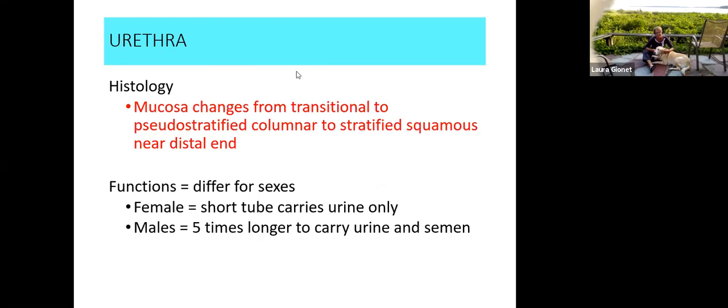Then we move on to the urethra. Here, the mucosa changes from transitional to pseudostratified columnar, believe it or not, and then ultimately to stratified squamous epithelium at the distal end of the urethra. The female's urethra is short, and thus females are a little more susceptible to urinary tract infections, because bacteria can travel up the urethra and take residence in the bladder and further travel up the ureters into the kidneys and become an even more invasive kind of infection. The male's urethra is quite a bit longer, and once it passes the prostate gland, the male urethra is capable of transporting urine or semen.